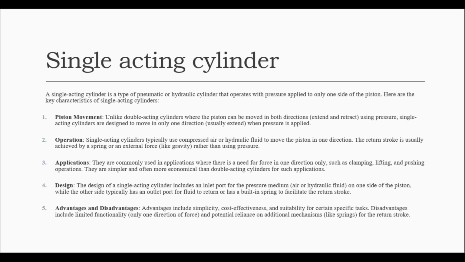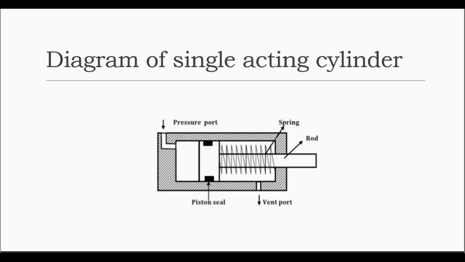Design. The design of a single-acting cylinder includes an inlet port for the pressure medium, air or hydraulic fluid, on one side of the piston, while the other side typically has an outlet port for fluid to return or has a built-in spring to facilitate the return stroke. Advantages and disadvantages. Advantages include simplicity, cost-effectiveness, and suitability for certain specific tasks. Disadvantages include limited functionality, only one direction of force, and potential reliance on additional mechanisms, like springs, for the return stroke. Diagram of single-acting cylinder.